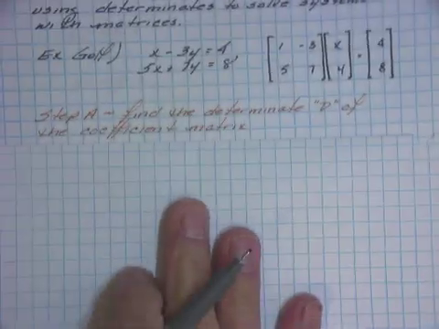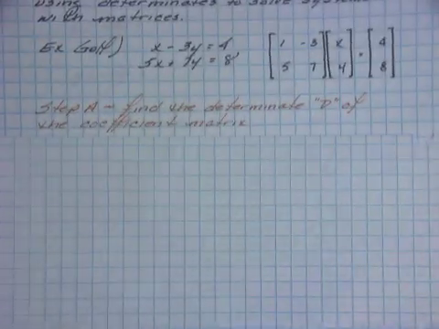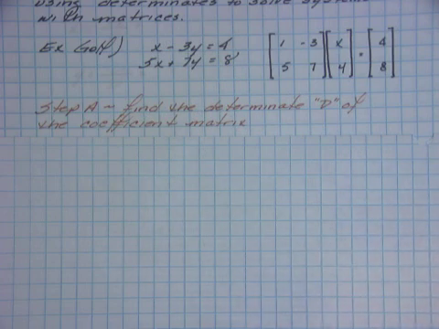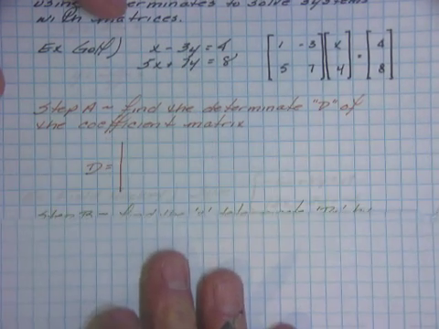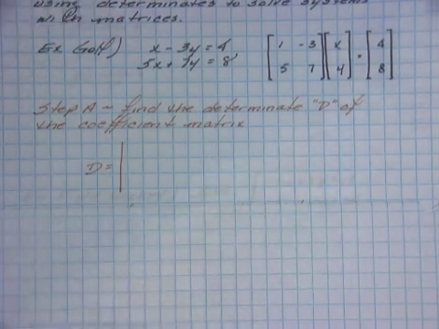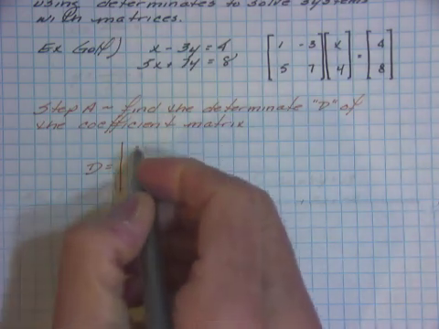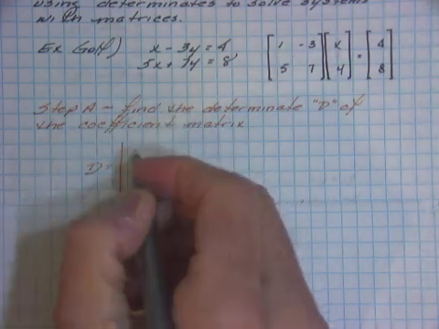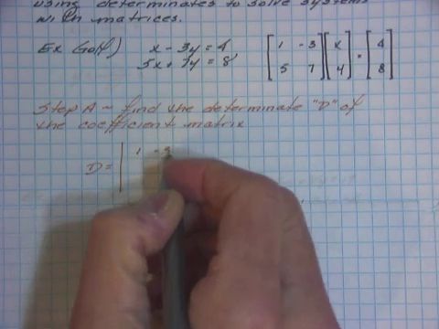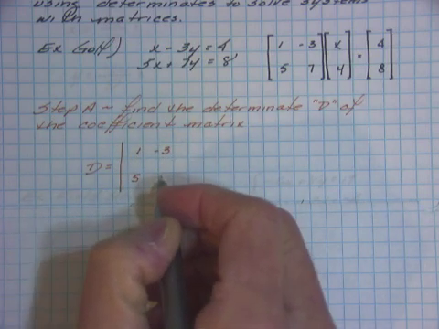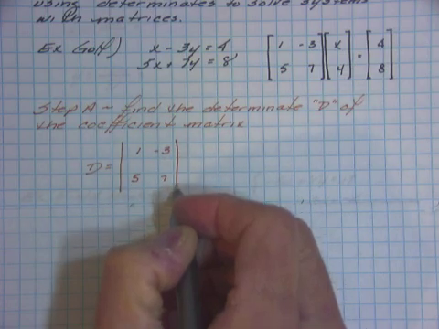Now, we're going to break this into steps for you. Step A, find the determinant D of the coefficient matrix. So D equals, and again, it's not the bracket, it's just a straight bar. These are like absolute value bars. We're going to put in the coefficient matrix. So that's 1, -3, 5, 7.